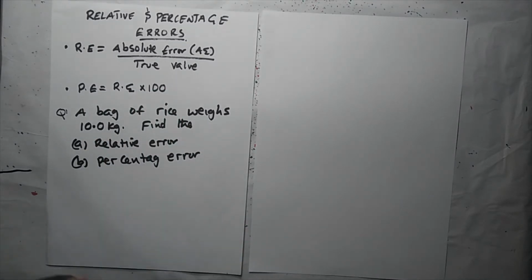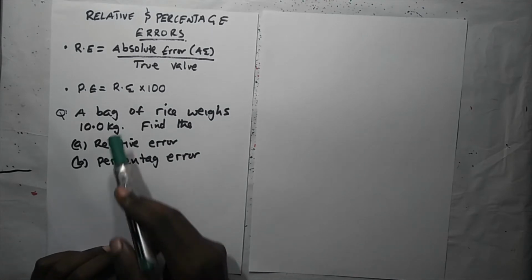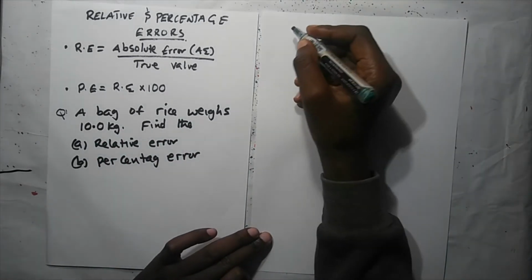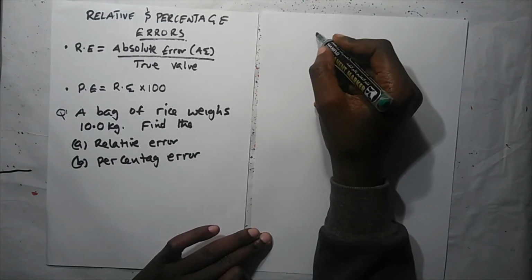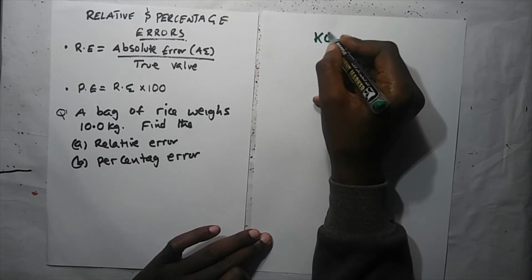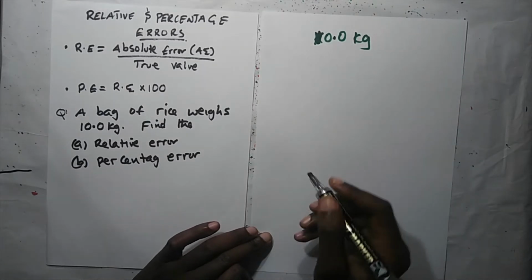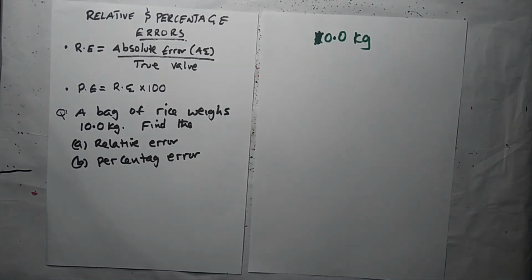And so there's a question here that will help us. The question says a bag of rice weighs 10.0 kgs. So this is the mass of our bag of rice.